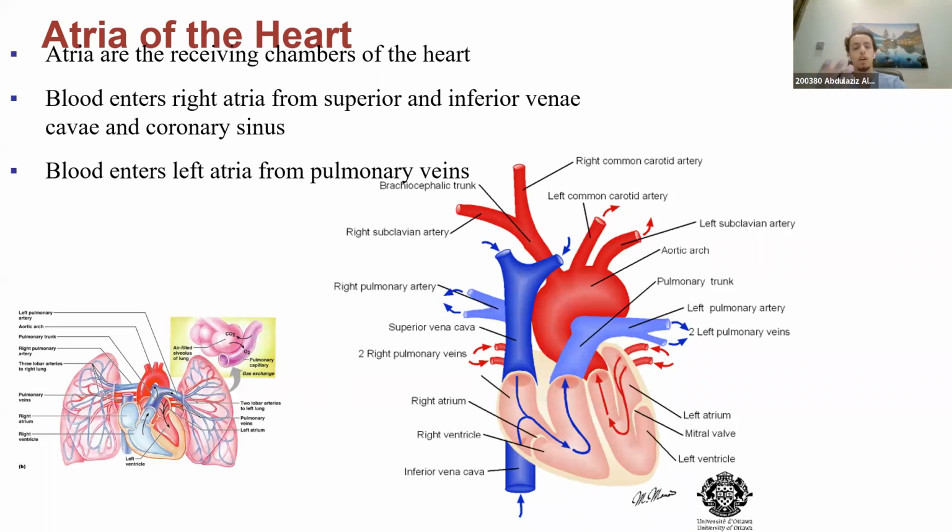So now we have oxygenated blood, sorry. And this will enter the left atrium and will fill into the left ventricle. And of course, the left ventricle, as you know, will pump this into the aorta, which will supply the entire body with the oxygenated blood.